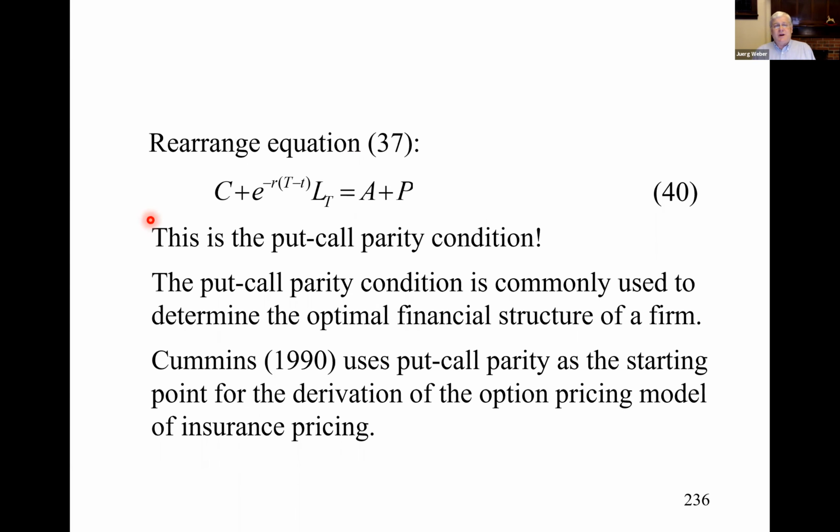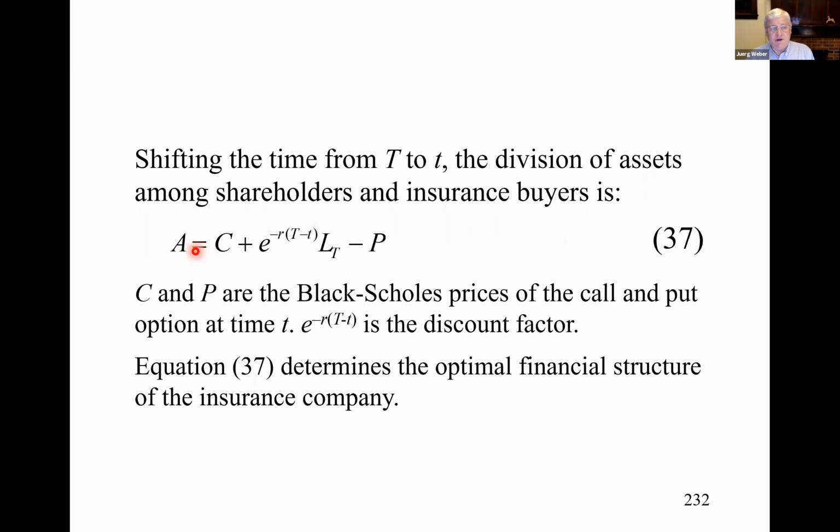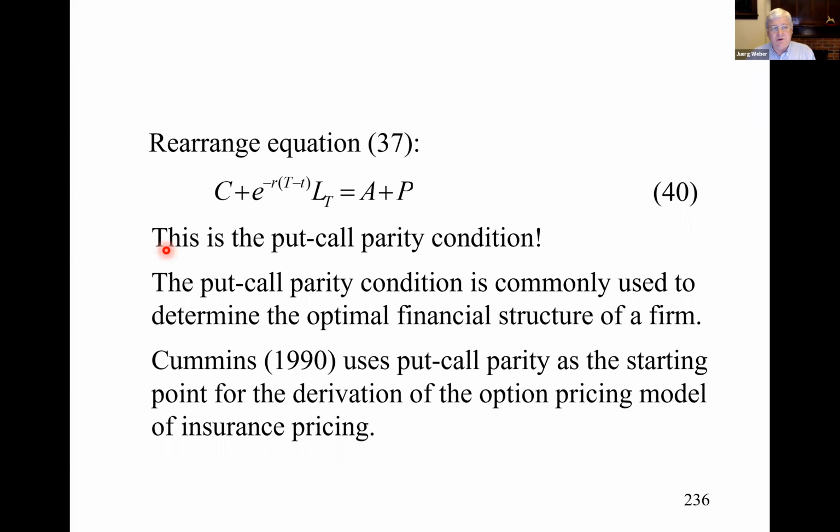Now you can also rearrange equation 37. Then you get equation 40. You're simply rearranging, so rearrange brings a C on one side. So we have the C here, we have rearranged, and that's what you call the put-call parity condition. It's a very famous equation. It gives you a relationship between the call option price and the put option price on an asset.